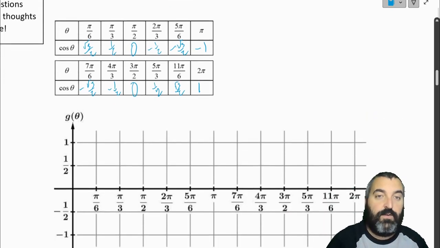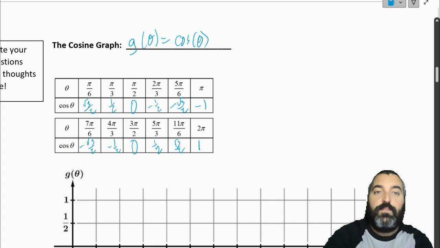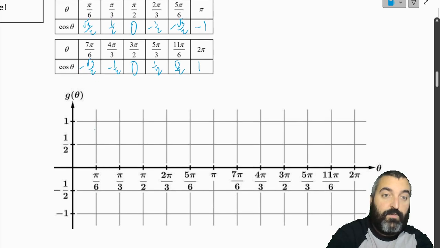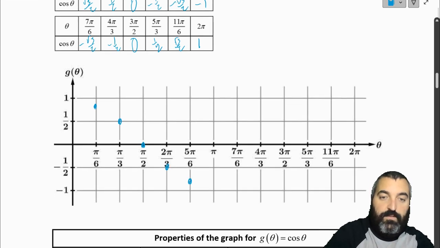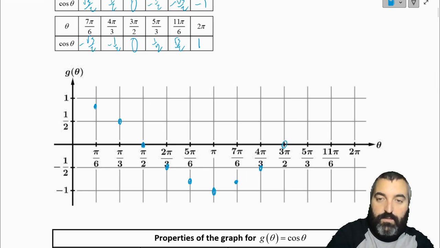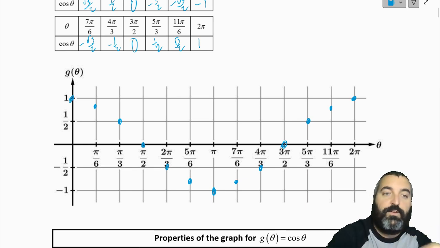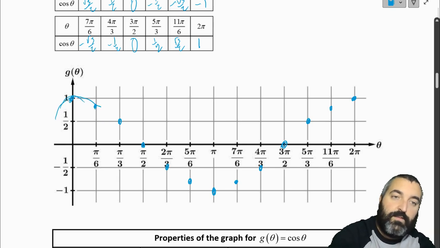All right. So now we're going to plot these points. Oh, and I'm sorry. This was g of theta, because that's what they want here. So at pi over 6, we were up here. Then at pi over 3, we're at 1/2. Pi over 2, we're at 0. Negative 1/2. There we go. Pi, we were at negative 1. And then we work our way back. And yeah, this is our pattern. And I'll give you the cosine of 0 is also 1, just so we can have that graph there. So this is what cosine looks like.